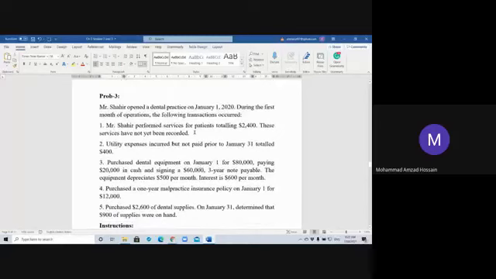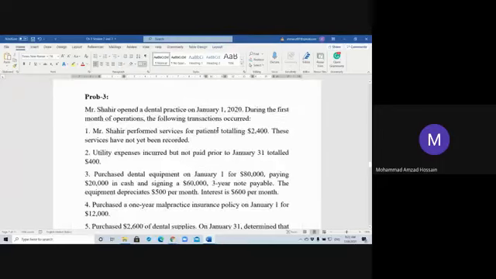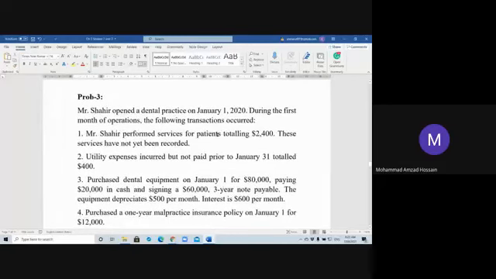Mr. Shahir opened a dental practice on January 1, 2020. During the first month of operation, the following transactions occurred. Mr. Shahir is a dentist, and he performed services to the patients totaling 2,400. These services have not been recorded. As it has not been recorded, we have to assume that it is on credit. So Shahir performed services and provided services to the clients for the amount of 2,400. For that amount, he has not received any money.